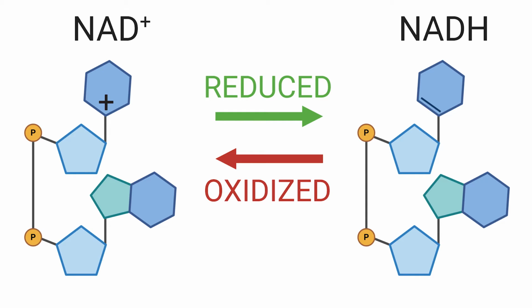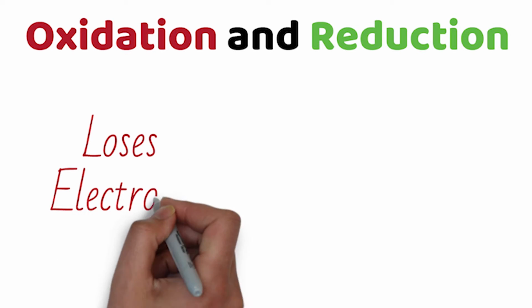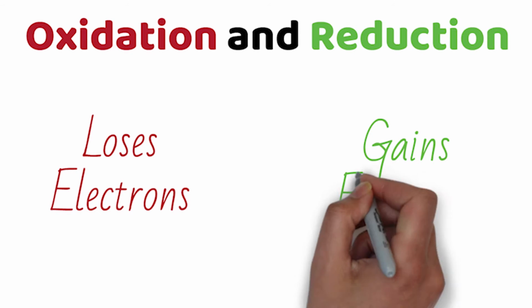NAD+, when combined with 2 electrons and 1 proton, makes NADH. So when we see the formation of NADH, we know that electrons have been transferred for later use. Gaining electrons to become NADH is called reduction. One way to remember this is that electrons are negatively charged, so we are reducing the overall positivity of the molecule. The opposite of that is to be oxidized. Oxidation means that a molecule lost electrons. Oxidation loses electrons, and reduction gains electrons.